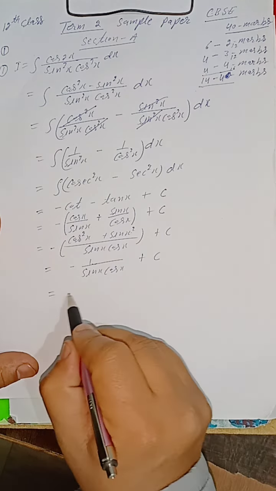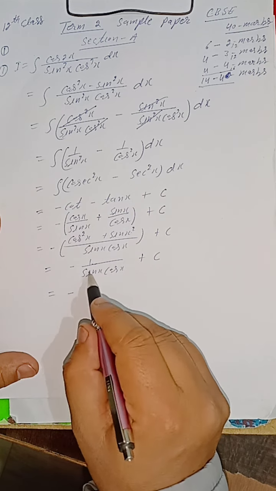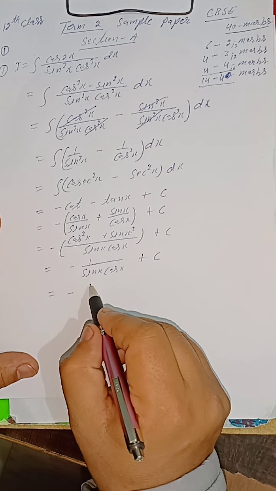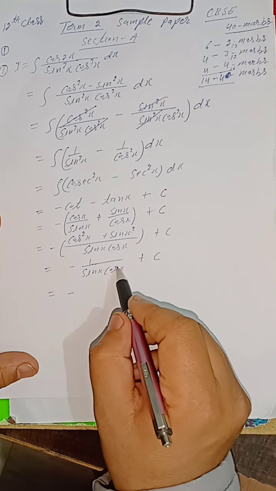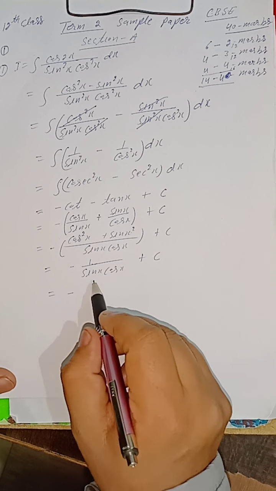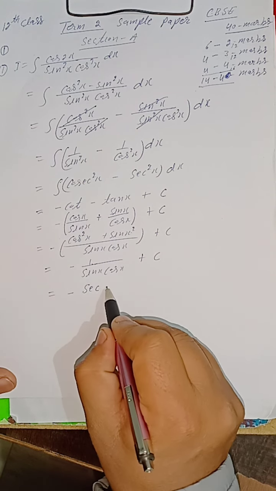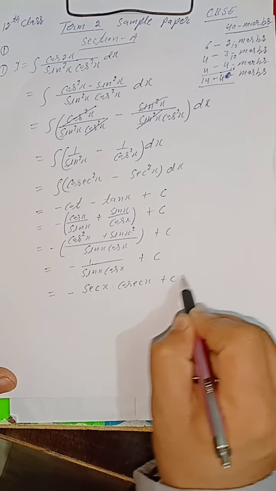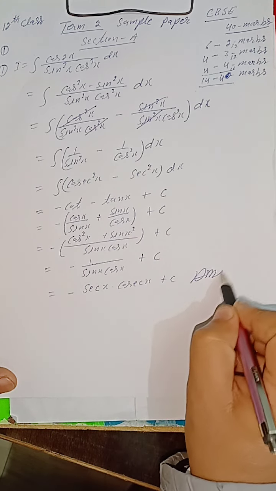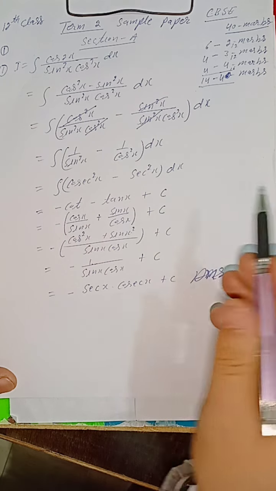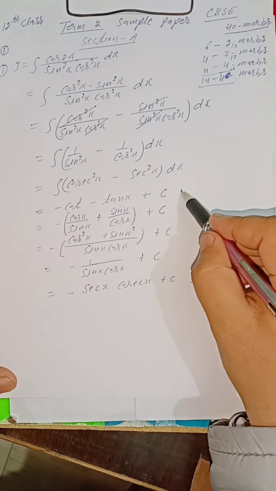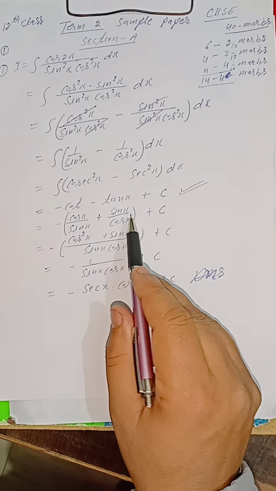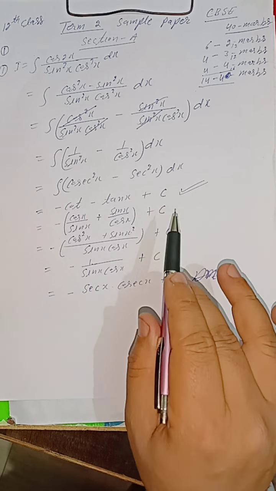plus c. So in next step we'll write 1 upon sin x is cosecant x and 1 upon cos x is secant x. So we can write secant x into cosecant x plus c. This is our answer. It can also be the right answer. In 2 marks, we can write up to this.